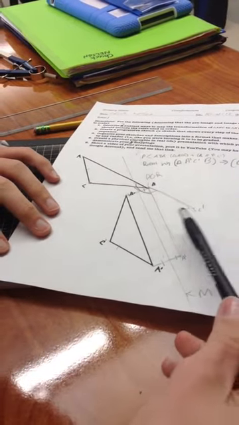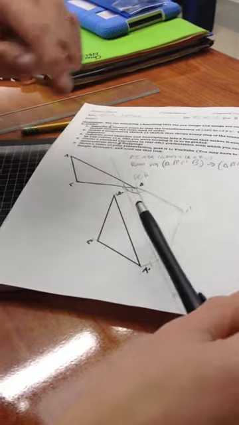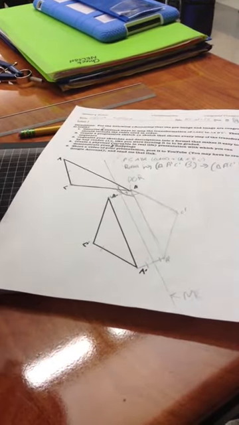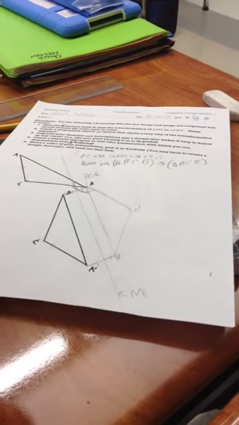And then after we've done that, we just reflect it over it to get onto here. And that's how we map this triangle onto this triangle in two steps.